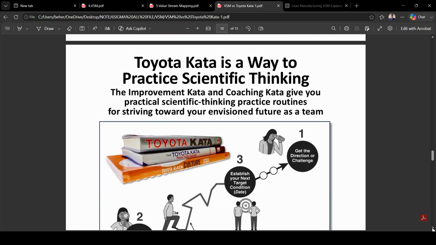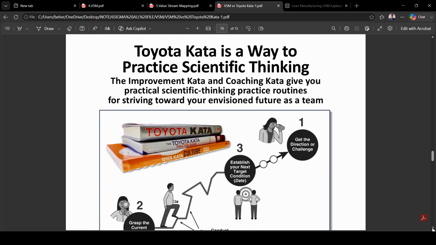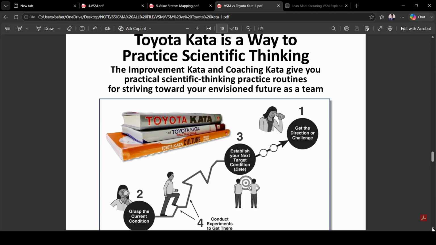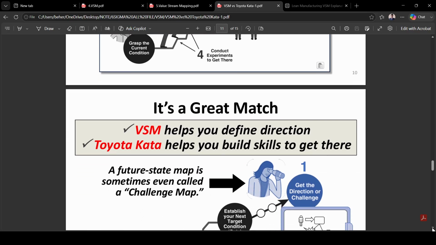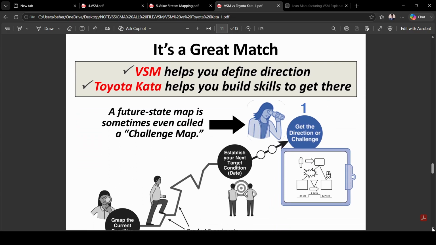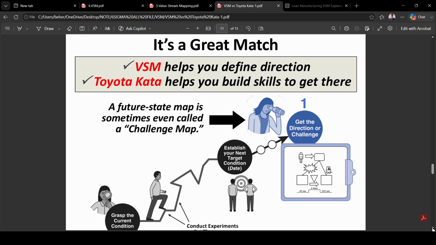Toyota Kata is a way to practice scientific thinking. The improvement kata and coaching kata give you a practical scientific thinking routine for striving towards your envisioned future as a team. It's a great match. VSM helps you define direction. Toyota Kata helps you build skills to get there. A future state map is sometimes even called a challenge map.